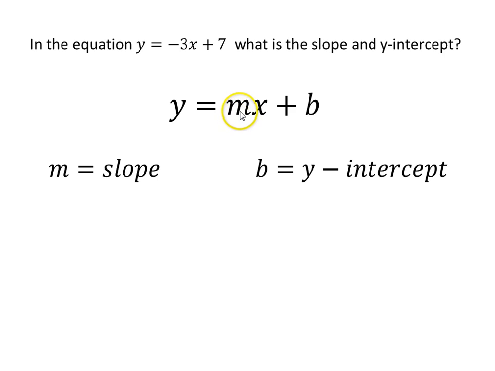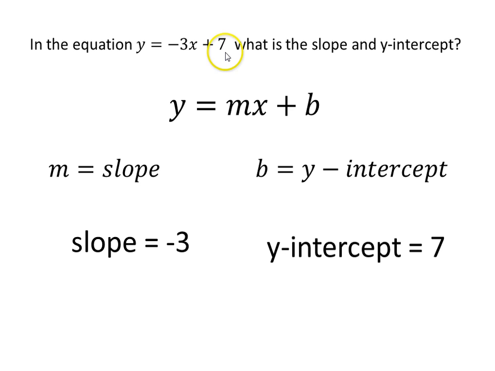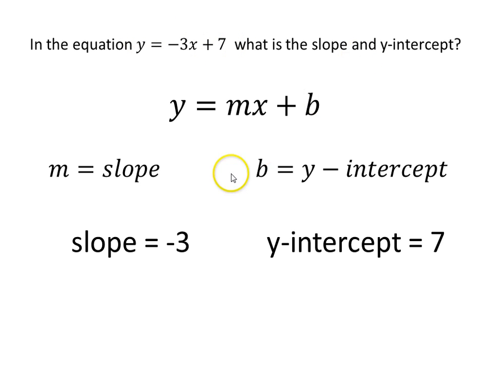So whatever number is in place of m is the slope, and whatever number is in place of b is the y-intercept. When we look at this equation here, we don't see m, we see a -3 in place of m. So the slope is -3 because -3 is in the place of m. It's the coefficient, or the number in front of x. The y-intercept is the number in place of b, and the number in place of b is 7. So if we have this equation, the slope is -3 and the y-intercept is +7.